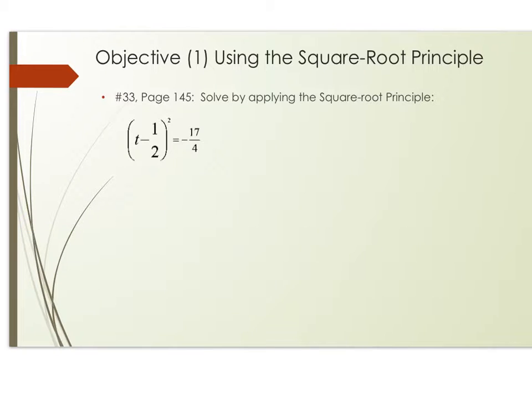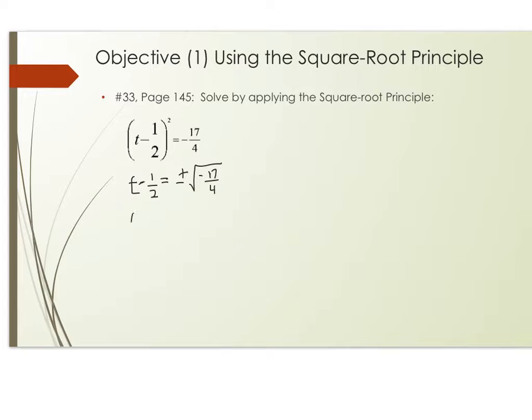So our first objective is using the square root principle. We're looking at problem number 33 on page 145, and it's solved by applying the square root principle. In this problem we have (t - 1/2) squared is equal to negative 17 over 4. So our idea is we take the square root of both sides of the equation. When we do that, we get t - 1/2 is equal to plus or minus the square root of negative 17 over 4.